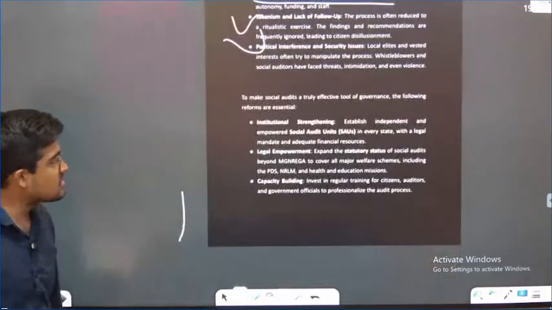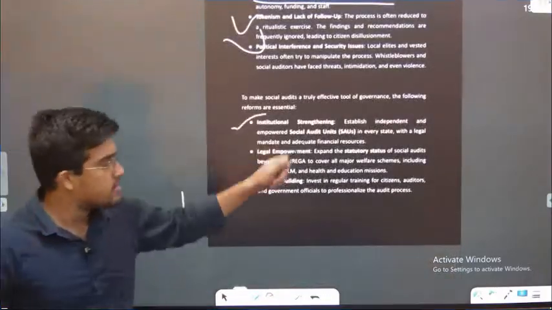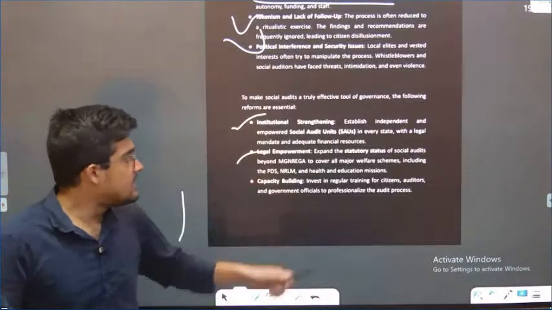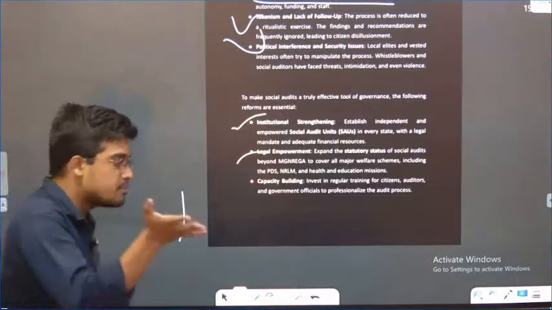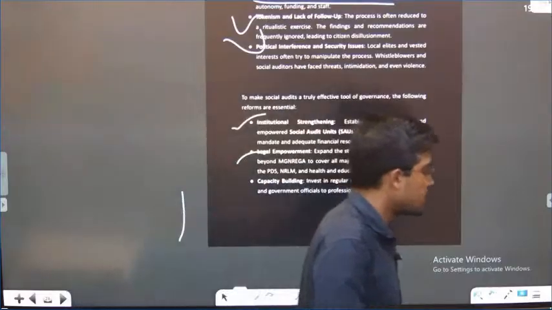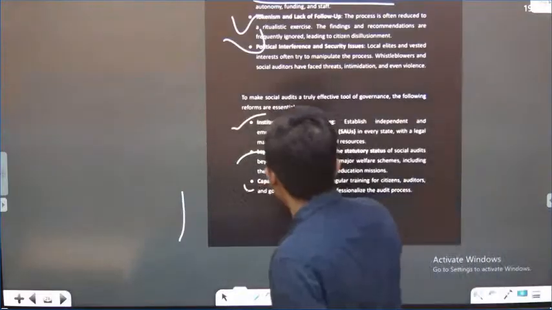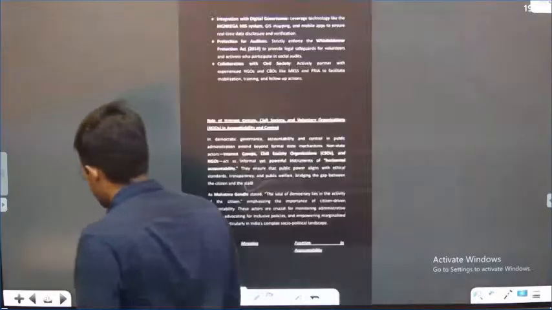Basically, what is to be done? Similar things. Institutions need to be strengthened. Legal empowerment should be there, so that all schemes have mandatory social audit, and capacity building of the administration needs to be done.